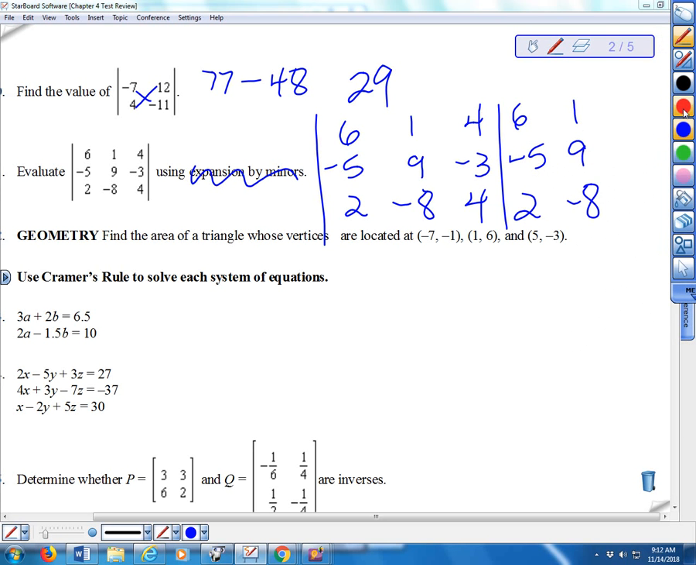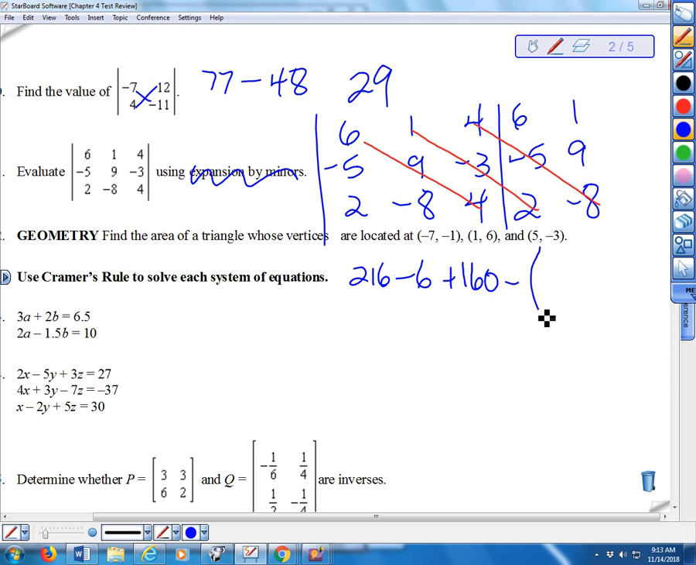I'll use a red pen to help me out. So I have this diagonal first. 6, someone do these for me as I go. 6 times 9 times 4. 216. And 1 times, I should be able to do that one. Minus 6. And this is 20 times 8, sorry, 160. Positive.